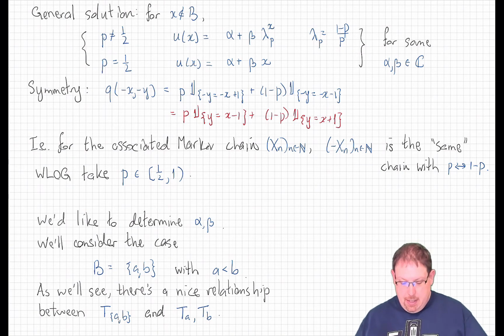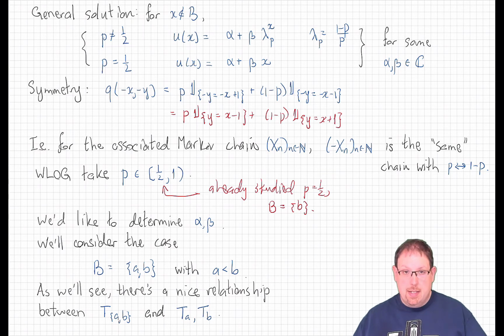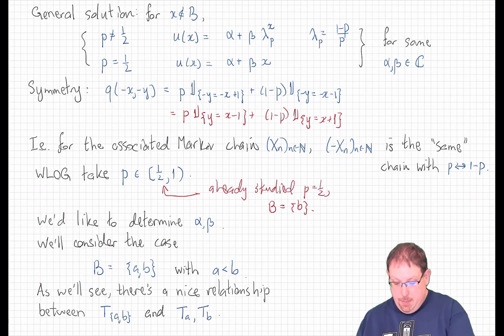Now, just to whet our appetite, we already considered the case that P was 1/2 in the special case that B was a singleton. And we saw in that case that the process is null recurrent. That is, with probability 1, the hitting time of B is finite. But no matter what the starting point is, the expected value of that hitting time is infinite in that case. So it'll be interesting to see if those same properties persist for P bigger than 1/2 in this biased random walk.